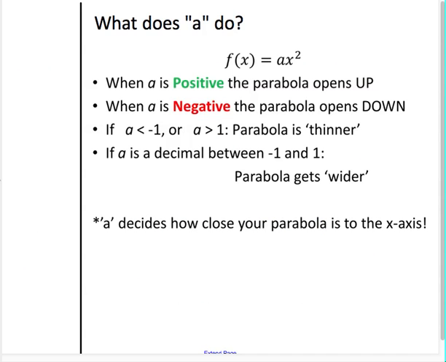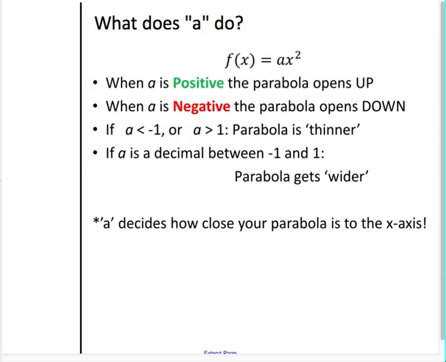Looking at each of those quadratic functions, they all had an a value that was being multiplied by the x squared term. So we're also going to take a look at what that a value does to the function. If a is positive, the parabola will open up. If a is negative, it reflects across the x-axis, which means the parabola opens down.